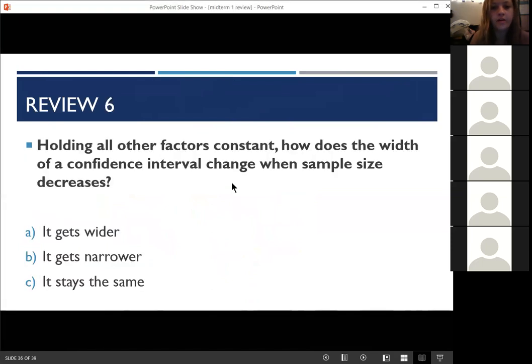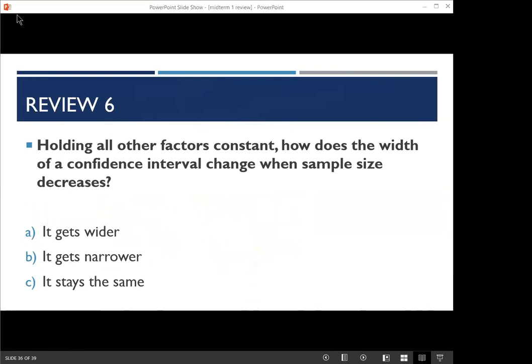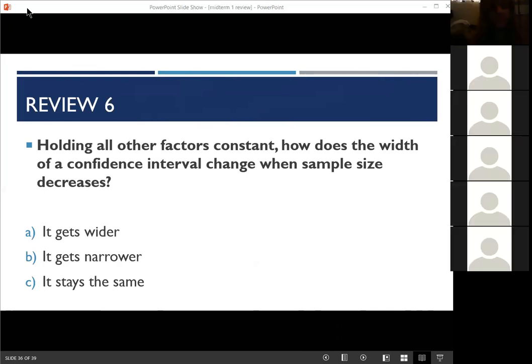Okay. All right, holding all other factors consistent, how does the width of a confidence interval change as sample size decreases? So go ahead, read through these answers and let me know what you think. Yay, you guys are so speedy. You're doing a great job.